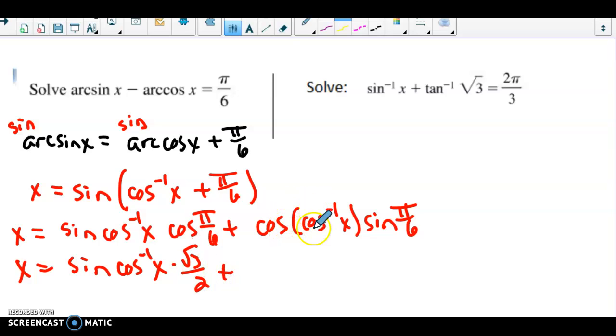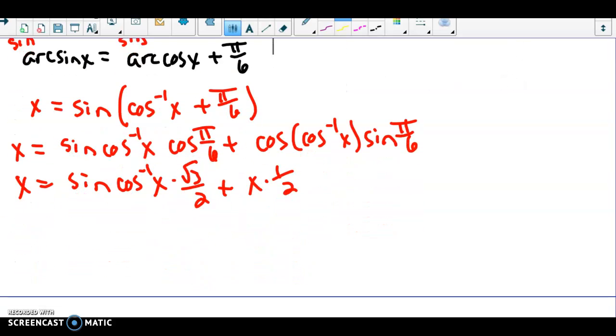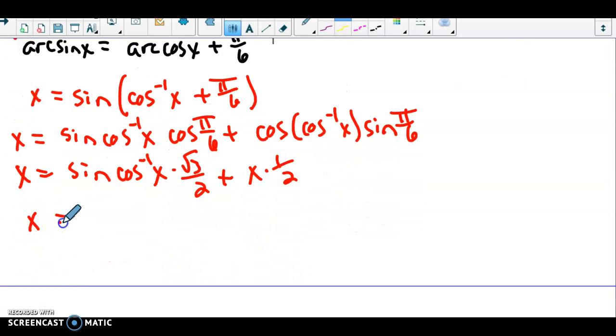Oh, the cosine of the cosine inverse of x, that undoes each other. So I just have x, and then the sine of pi over 6 is a half. Okay, so I have x equals the sine of the inverse cosine of x times the square root of 3 over 2. I have to figure this part out, right? This is the only thing left that really is kind of annoying.